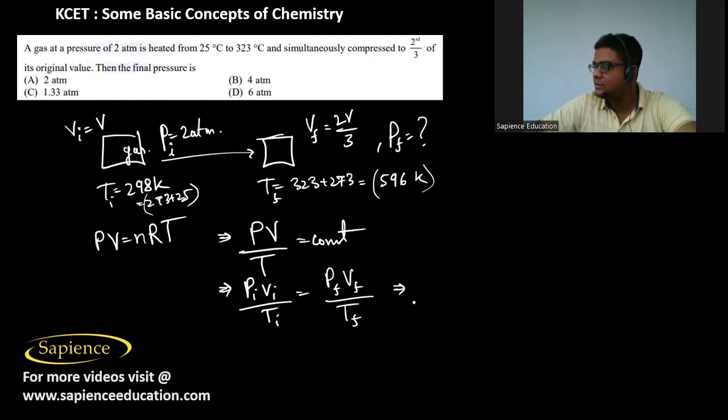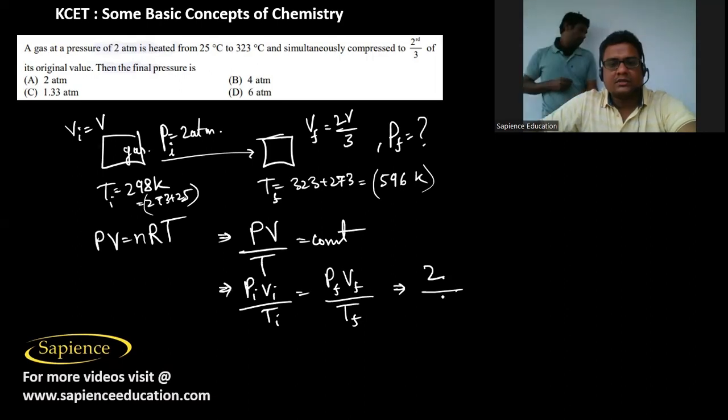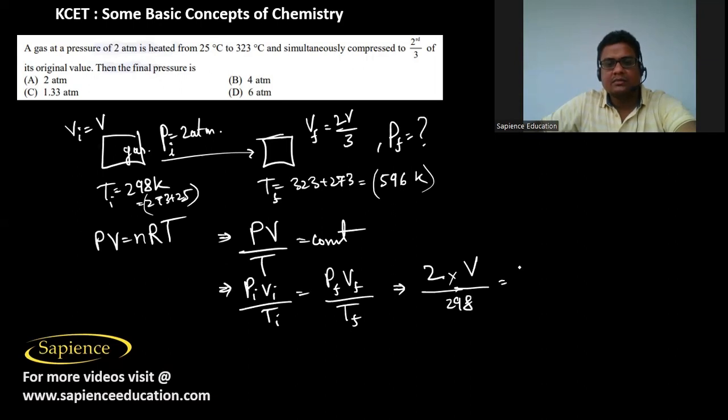Therefore, P initial is 2 atmosphere, times V initial, that is V, divided by T initial, that is 298, equals P final, which we have to find out, times V final, that is 2V by 3, divided by T final, that is 596. If I do 298 into 2, that comes to 596.